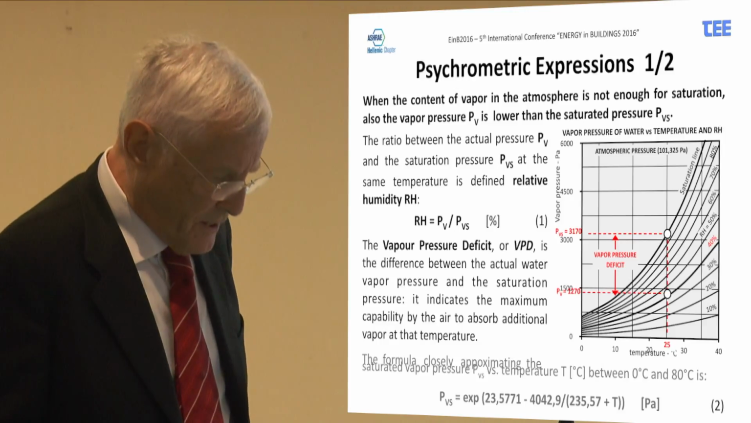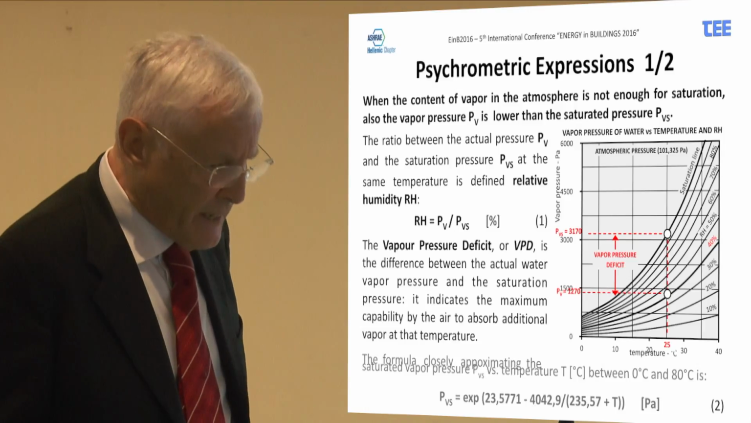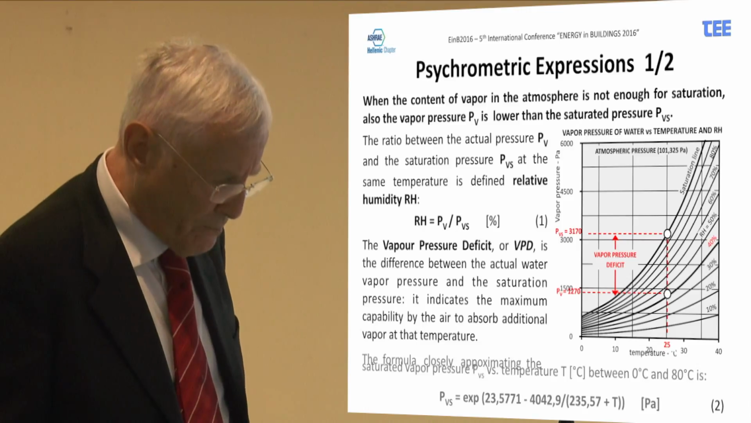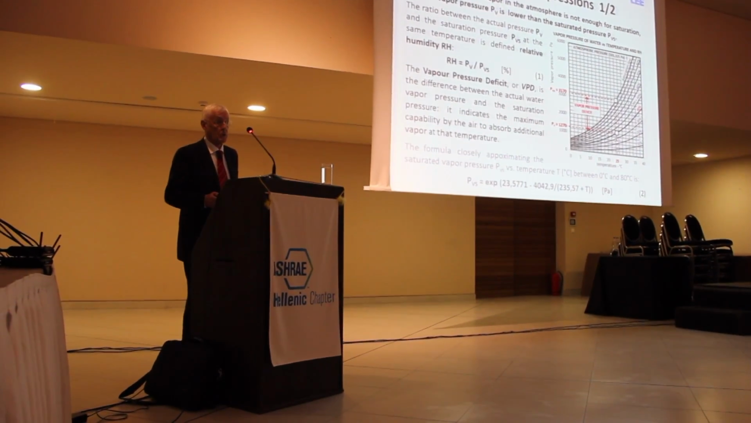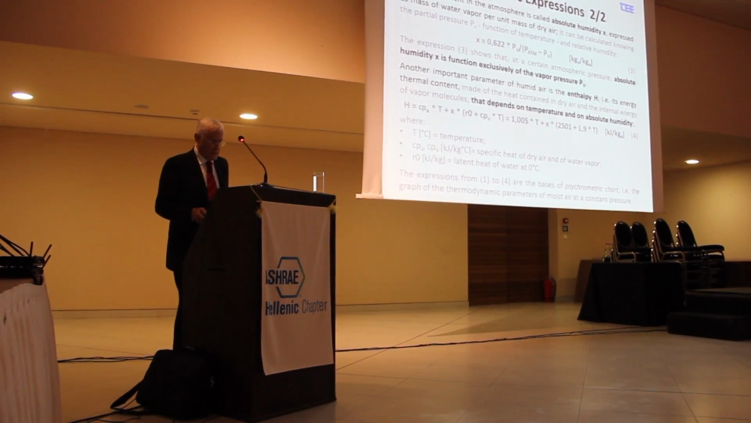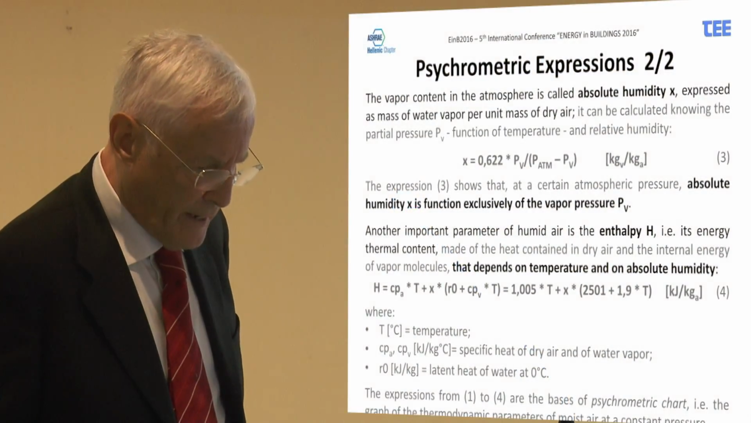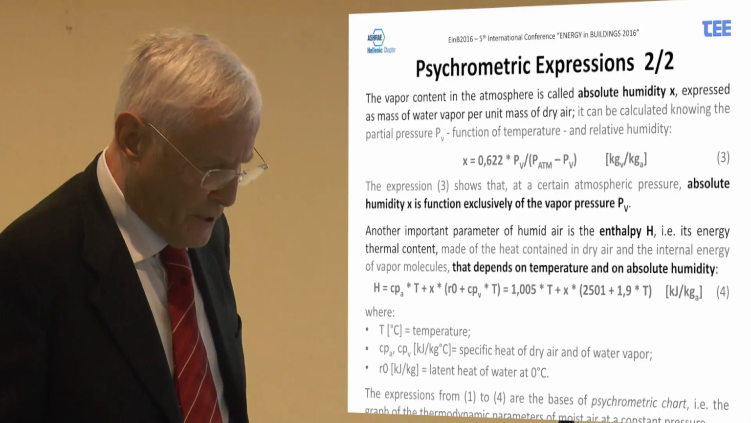The vapor pressure deficit is the difference between the actual vapor pressure and the saturation one, and indicates the maximum capability of the air to absorb additional vapor at the temperature. So if the relative humidity is not 100%, the air has the capability to absorb some water molecules. The vapor content in the atmosphere is called absolute humidity and is expressed as mass of water per unit mass of dry air. And the absolute humidity is a function exclusively of the vapor pressure.